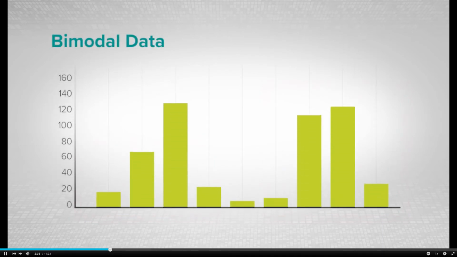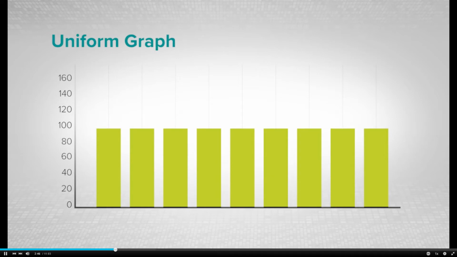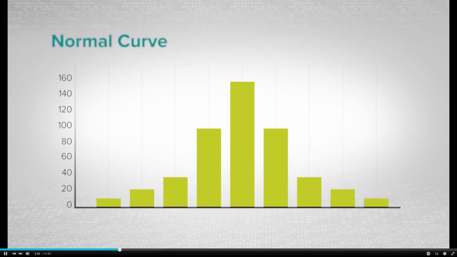Sometimes you'll have bimodal data. Bimodal data is identified by two different peaks. A uniform graph has bars of equal height, or dots that go to the same level. You also could see a graph that we'll discuss extensively later on. It's mound shape, otherwise known as a normal curve.